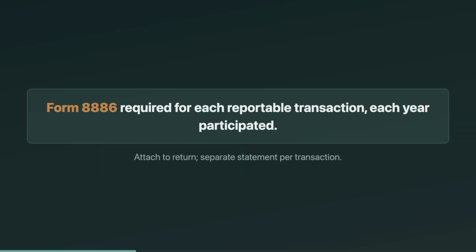When a taxpayer participates in a reportable transaction, Form 8886 is the big compliance flag. It gets attached to the taxpayer's return for each year of participation, and it's per transaction, not per return. So multiple shelters can mean multiple 8886 disclosures. On the exam, watch for wording like must be reported, tax shelter activity, or listed transaction. That's your Form 8886 trigger.